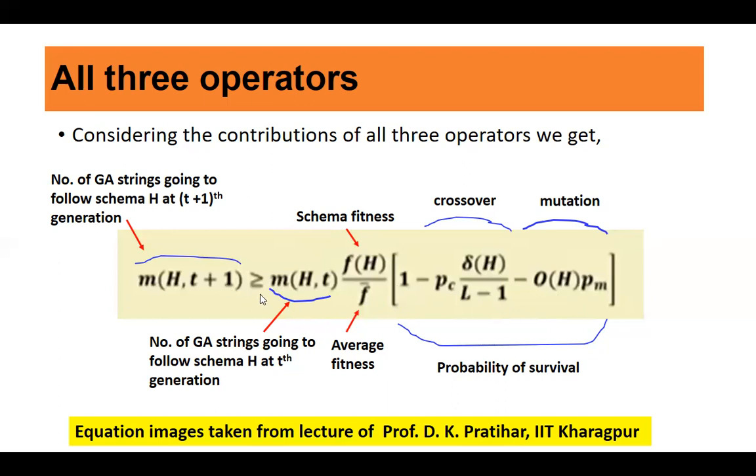And why the greater than or equal to sign? Because there are high chances of schema H surviving in the next generation also. Many strings might follow schema H in the t plus 1 iteration.